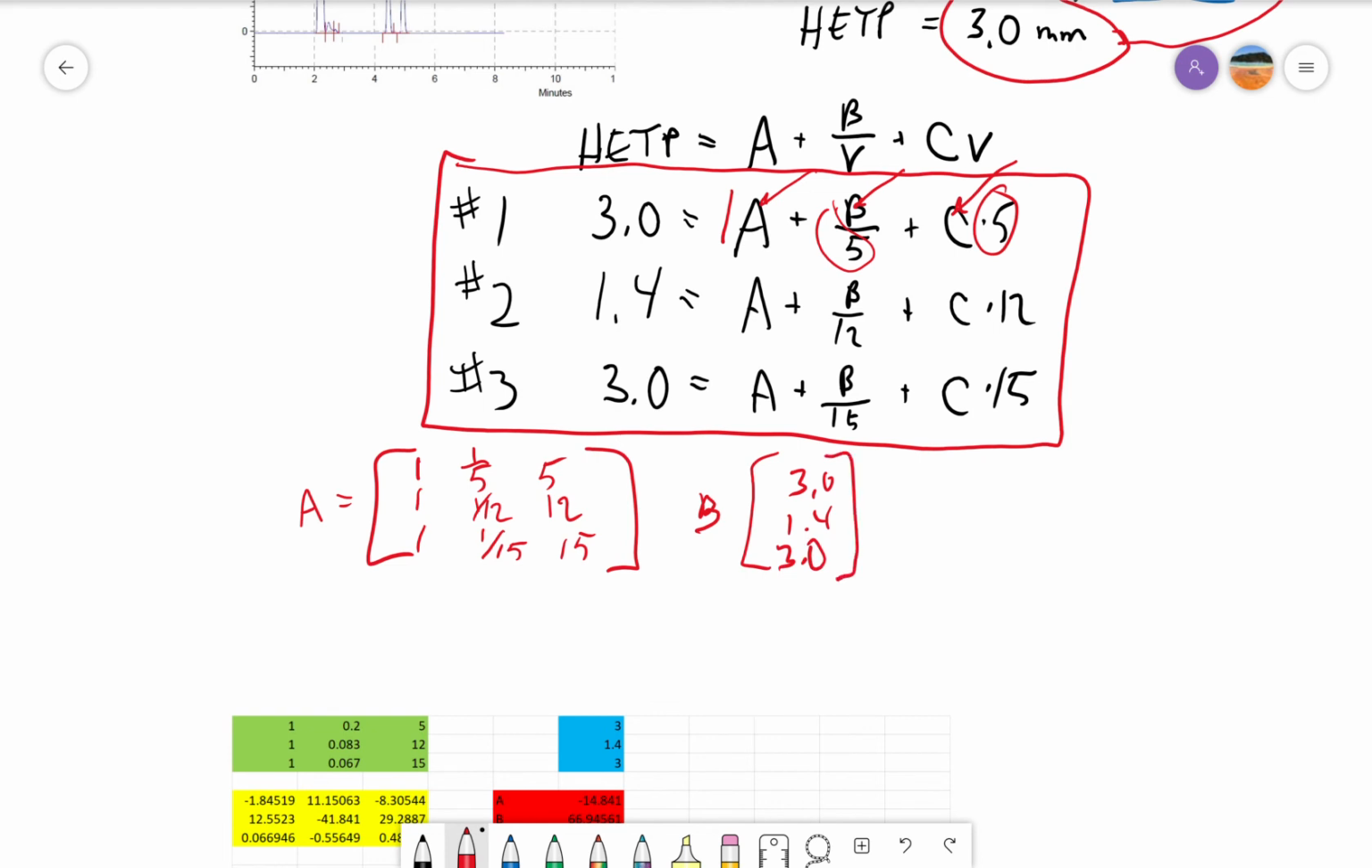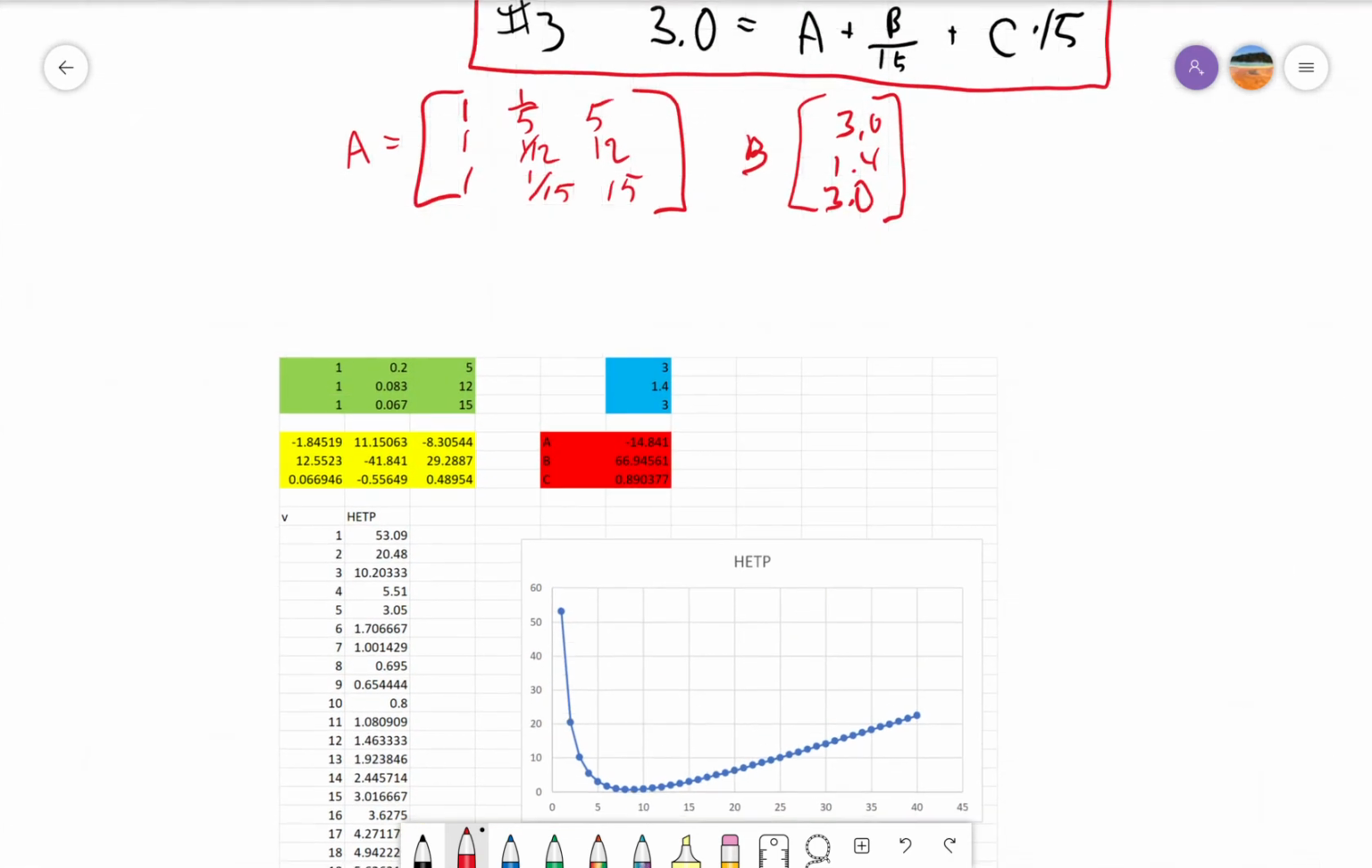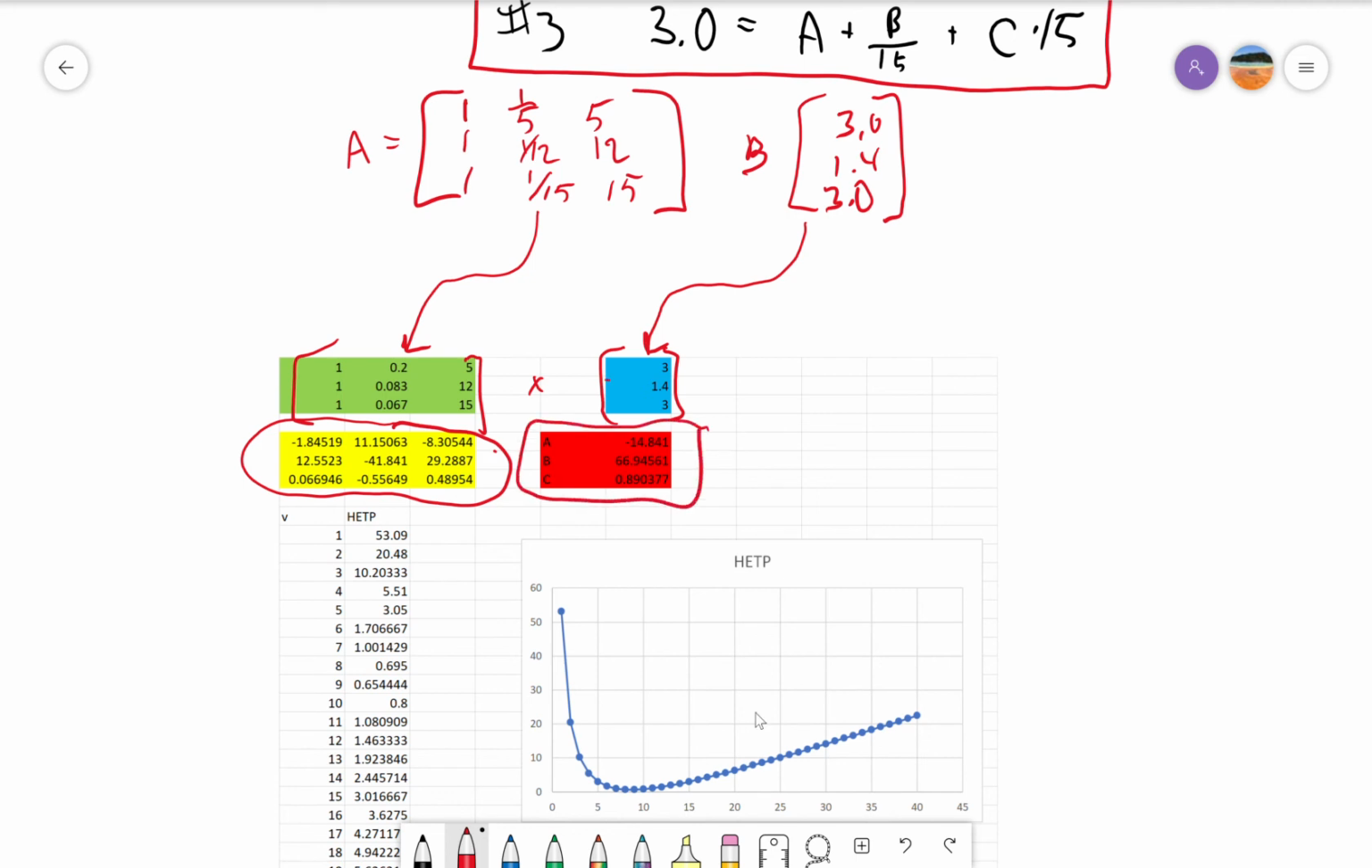If you use that approach, you can use Excel to multiply the inverse of this matrix by that matrix. This is actually the inverse of this matrix. So if we multiply this times that, it will actually solve the simultaneous equations for us and give us the constants A, B, and C without having to do the algebra.